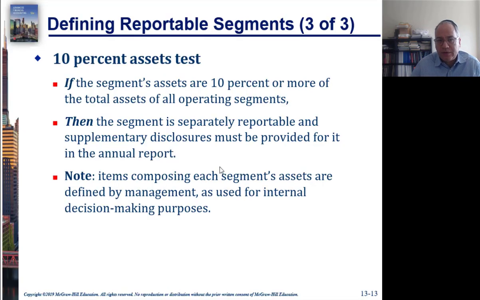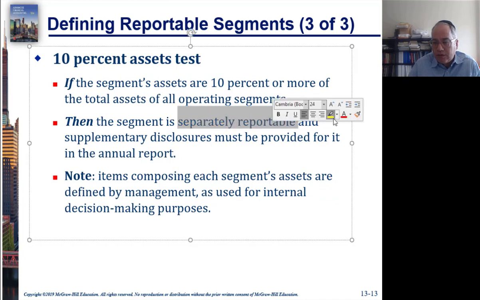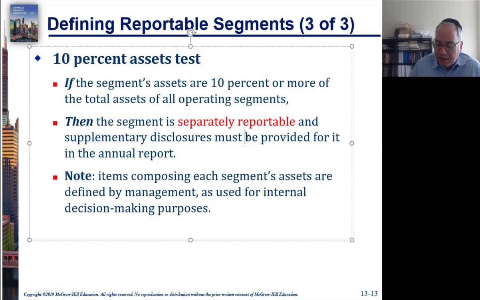So now let's talk about the 10% asset test. I don't know why that's not in the PowerPoints, but here it is. So if segment assets are 10% or more of the total assets, then it's going to be separately reportable. And the way to understand this term, separately reportable, just for clarification, is that you have your segments, and then you have to determine which ones are separately reportable. That's really the process that we're going through now. And if you don't have the right number of separately reportable segments, then you might have to go through these tests a few times to come up with a few segments that are separately reportable.